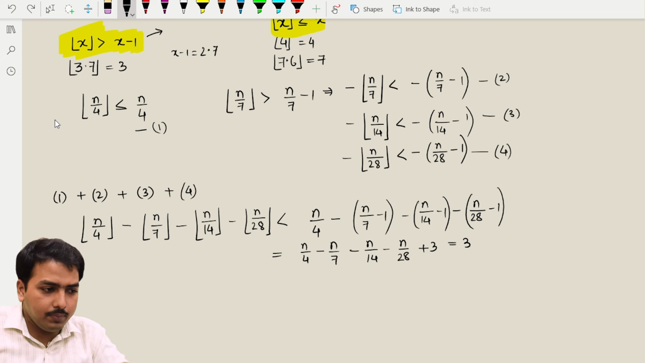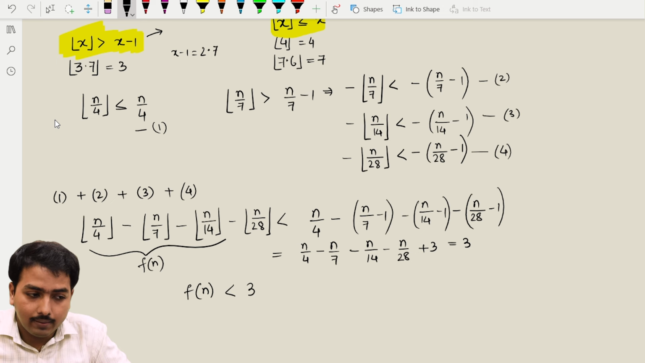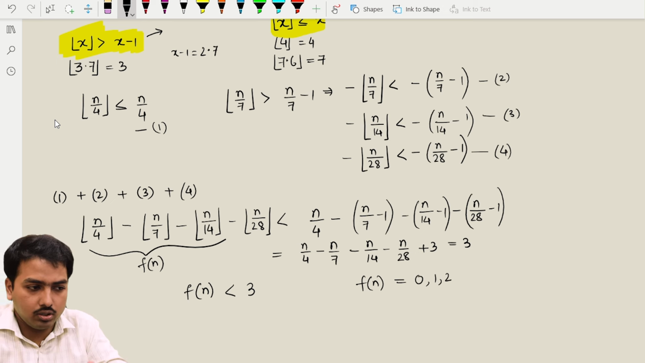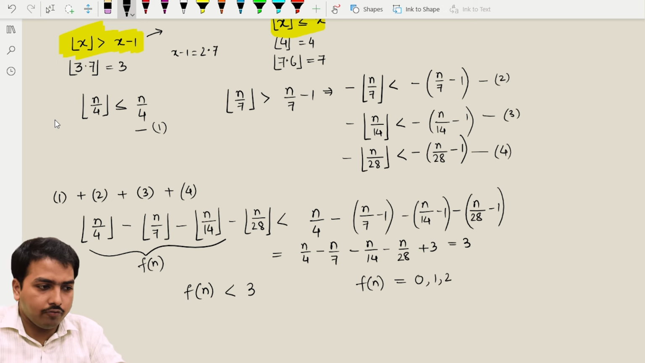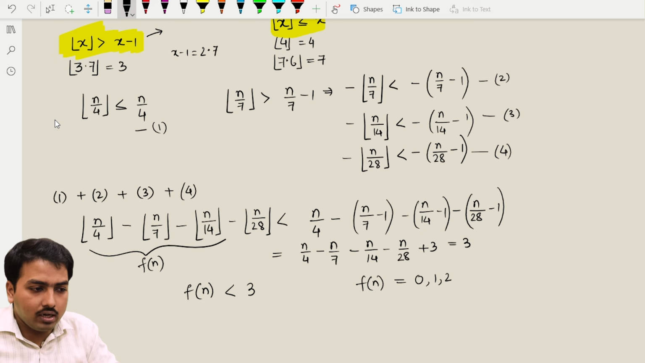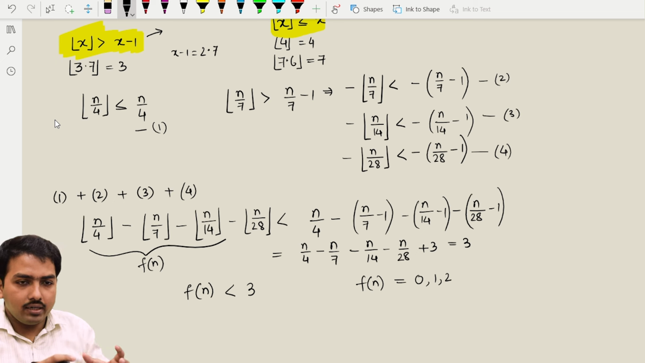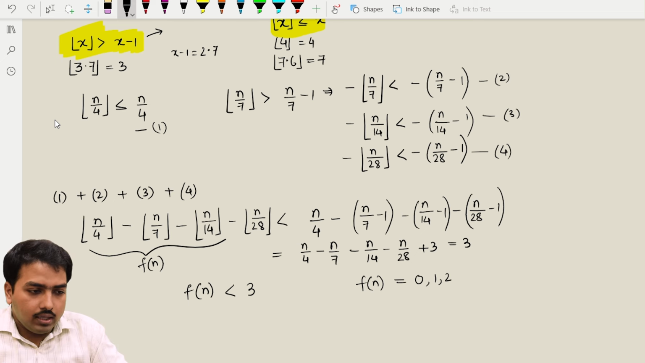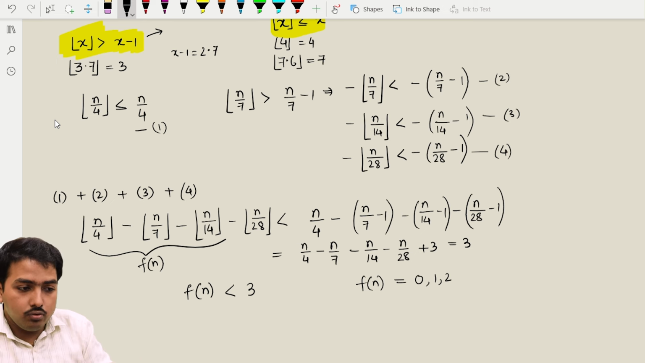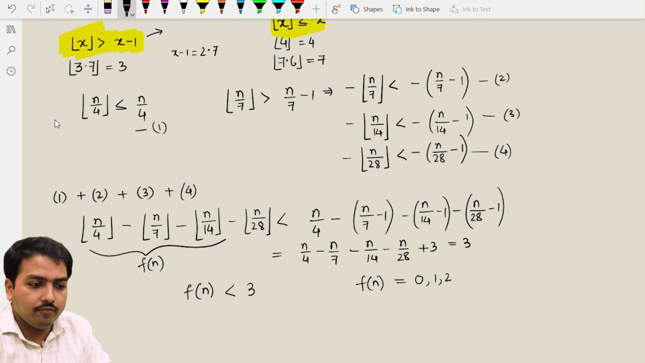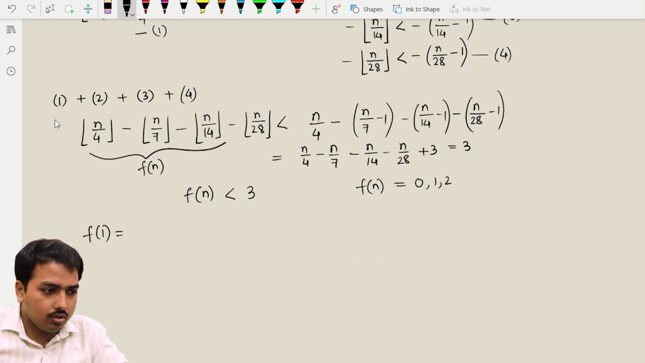So the expression is less than 3. Let's call it Fn. Fn is less than 3. That means Fn can be 0, 1 or 2, because n is strictly positive, so it cannot be negative. This is because n upon 4 is the greatest one, and n upon 7, n upon 14, n upon 28 are smaller numbers than n upon 4, so it cannot be negative. Now what is required is just to find among 0, 1 and 2 which values Fn can have. Of course 0 can be had by F1. F1 has to be 0 because for 1 upon 4, its box function is of course 0, minus 0 minus 0 minus 0 will be 0.